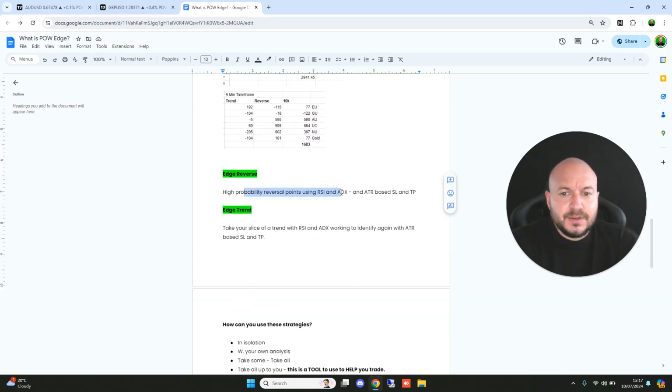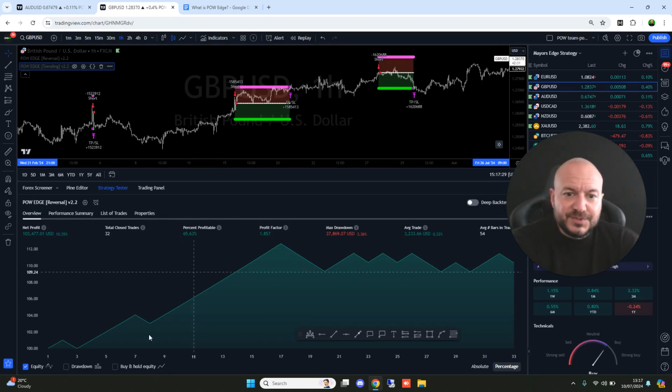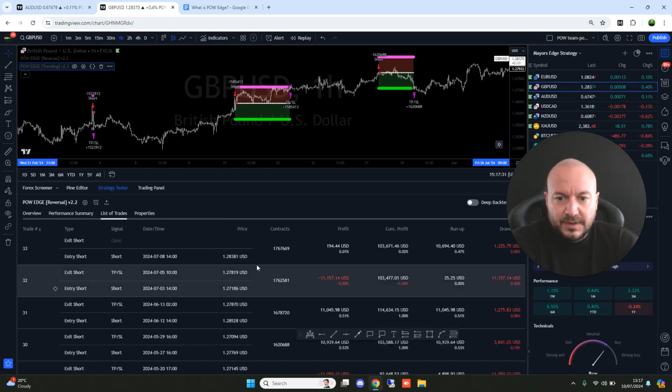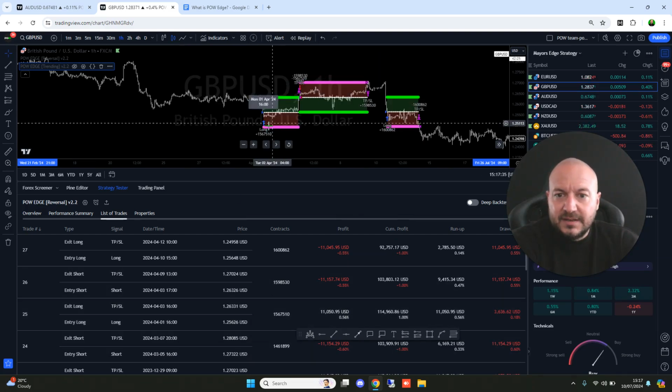So here we go, edge reverse, high probability reversal points. Let's just look at GU. Let's look at the overview on this one. That's a 65% win rate, 1 to 2 risk to reward. List of trades. Again, you can click them. It's going to take you to the trade.